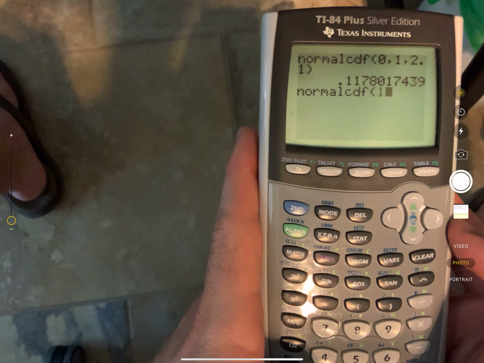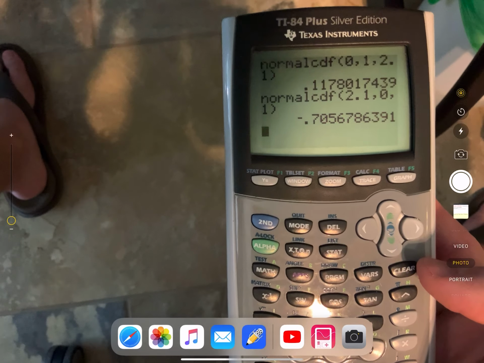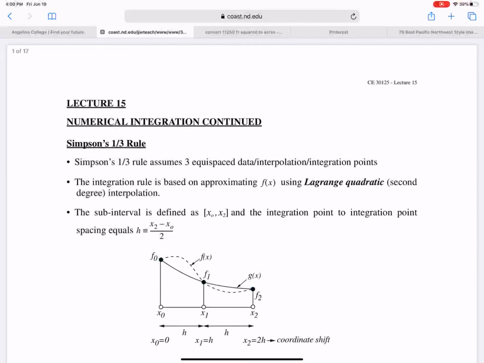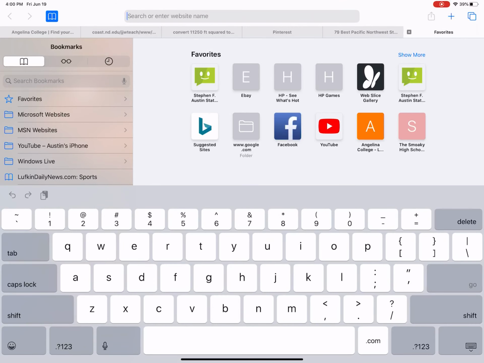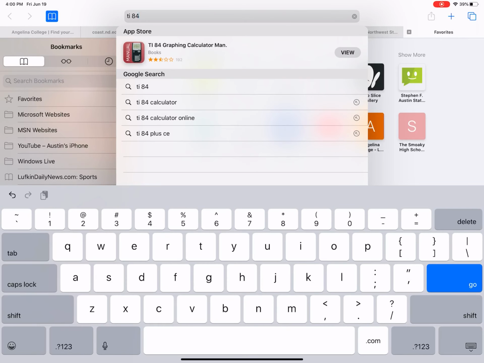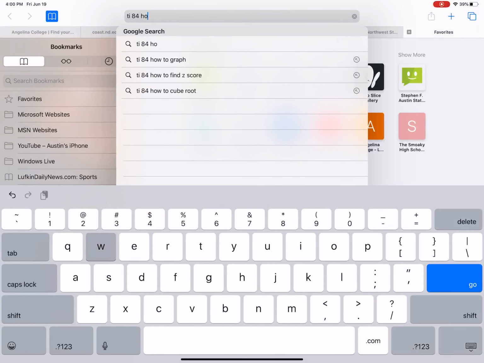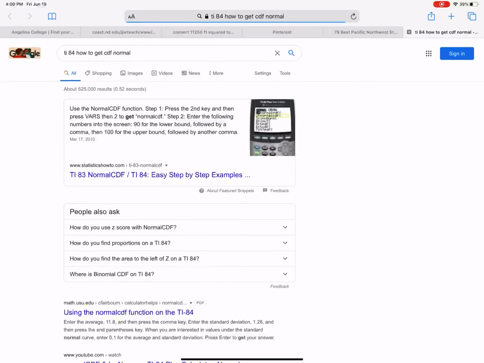All right, we're going to have to Google this. So when in doubt and you don't know what to do, Google it. Okay, so let's Google. TI-84, how to get cumulative, let's do CDF, right? So CDF of normal. Okay, so how do we do that?